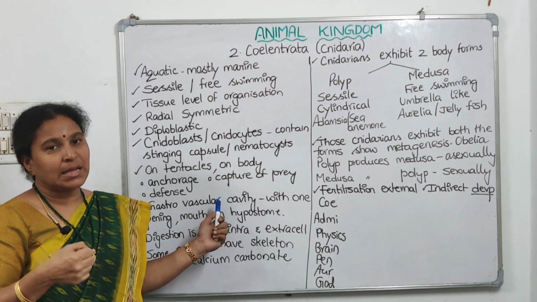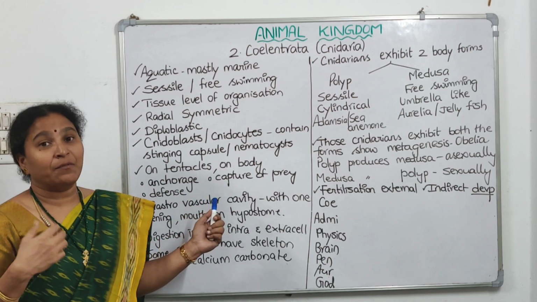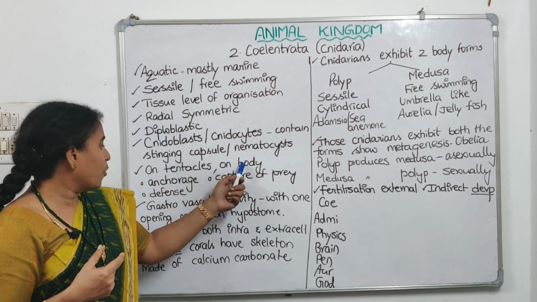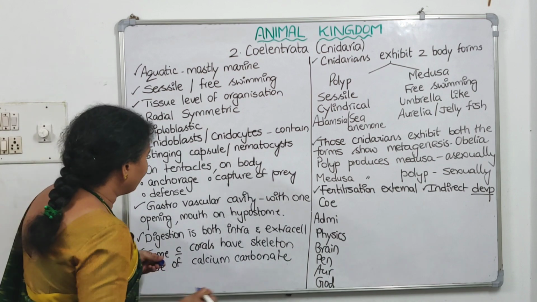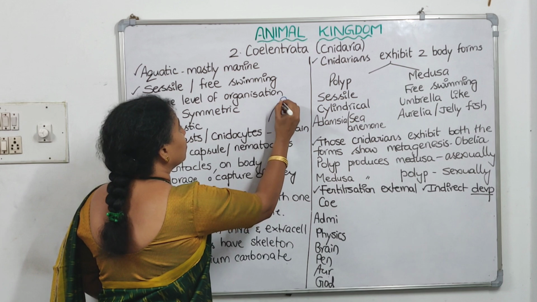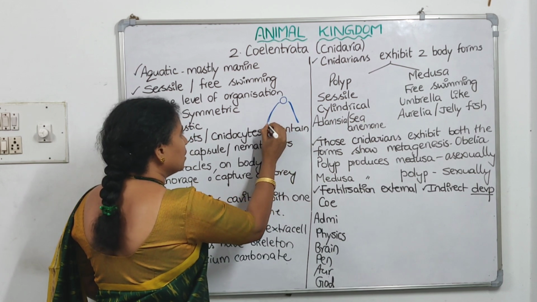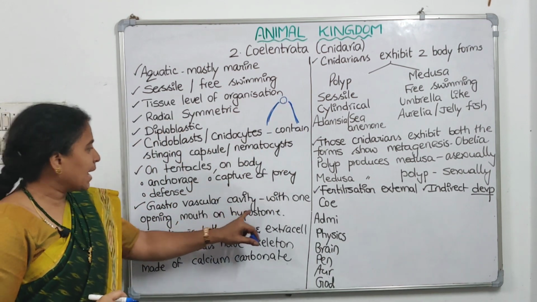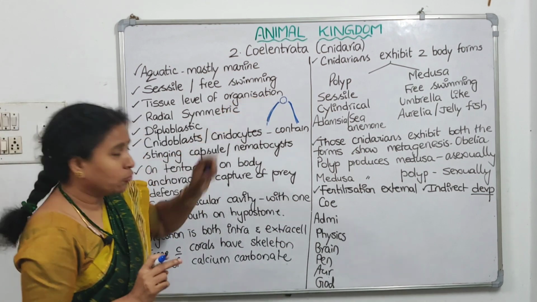First one is sticking, that is anchorage. Second one is capture of the prey, and the third one is defense. And where are these stinging capsules present? They are present on the tentacles, and on the body also. Now coming to the gastrovascular cavity, they have only one opening. Where is this opening present? The opening is present on the hypostome. So on that hypostome, it has the mouth. Gastrovascular cavity with one opening, that is the mouth, present on the hypostome.